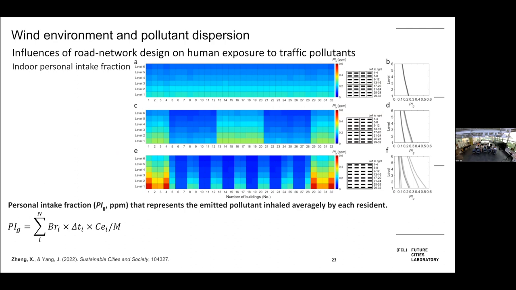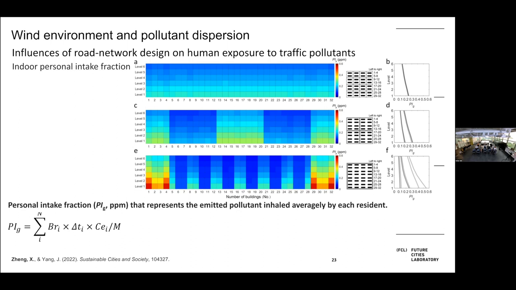So we can see the upper one, figure A, is the results from the mini block, and we can see that the distribution of the personal intake fraction is quite uniform. So almost each building has the same value. But when we look at the results from the super block or the regular block case, a few buildings suffer from very high personal intake fraction. The residents inside those buildings can have values 10 times higher than a few buildings inside the block. So for example, we can see figure E.